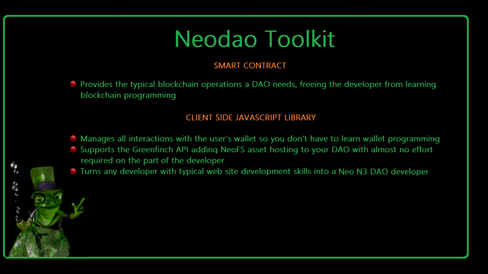This video introduces the Neodao Toolkit. The Neodao Toolkit consists of a smart contract and a client-side JavaScript library. The smart contract provides the typical blockchain operations a DAO needs, freeing the developer from learning blockchain programming. The JavaScript library manages all interactions with the user's wallet so you don't have to learn wallet programming.